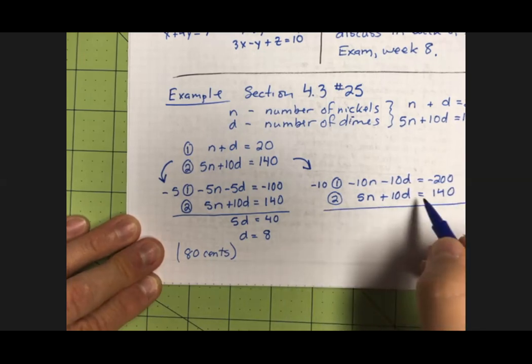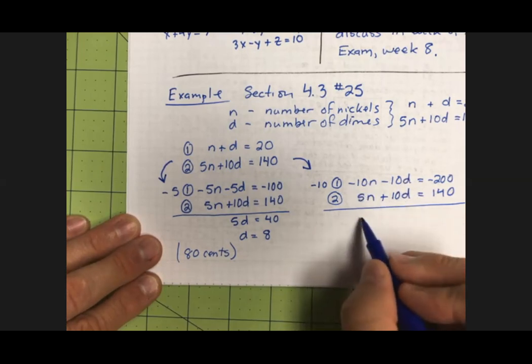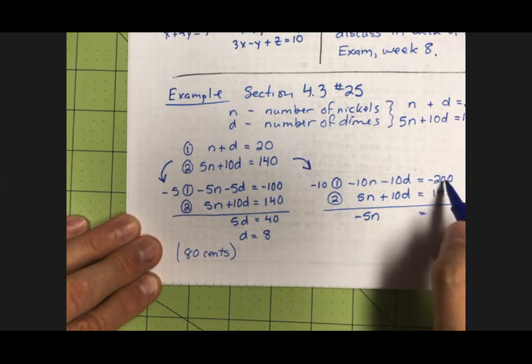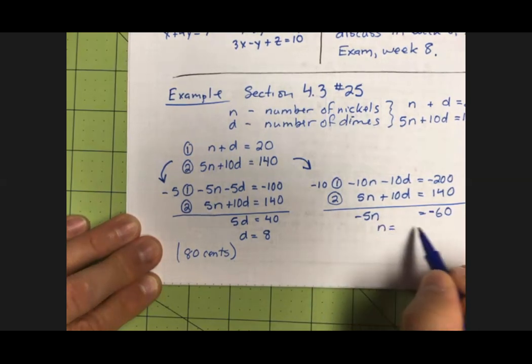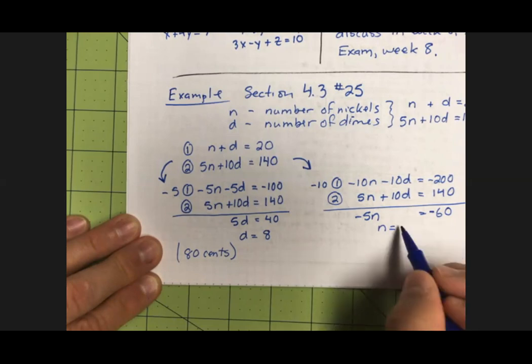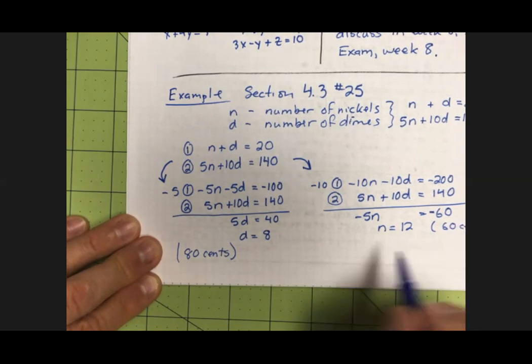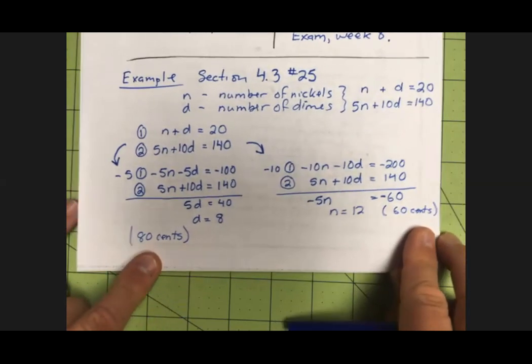That immediately tells me the number of nickels. I add together no dimes, minus 5 times n, the number of nickels, and minus 200 plus 140 is minus 60. And that means that n, when I divide negative 5 into negative 60, I get 12. And that's 12 nickels, which thankfully is 60 cents. I did this little safety check on the side here to make sure, did I add up to 140 cents? The answer is yes, I did.